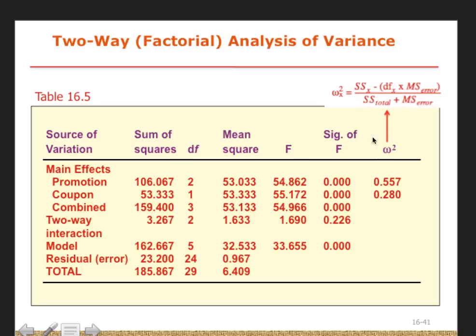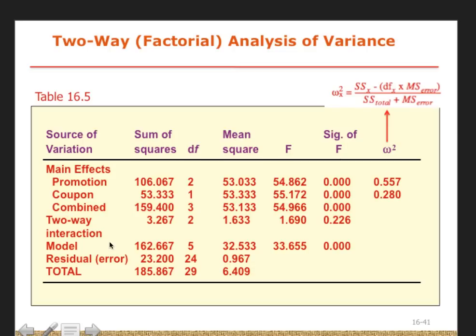A commonly used measure in ANOVA is omega squared. This measure indicates what proportion of the variation in the dependent variable is related to a particular independent variable or factor. As a guide to interpreting, a large experimental effect produces an index, or omega squared, of 0.15 or greater. A medium effect produces an index of around 0.06, and a small effect produces an index of 0.01. In this table, while the effect of promotion and couponing are both large, the effect of promotion is much larger.